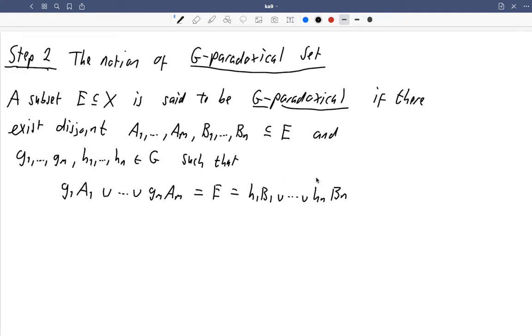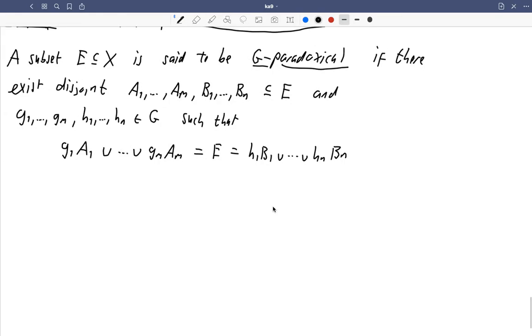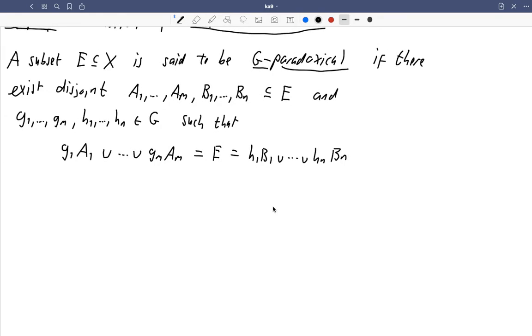However, there are a couple of differences here, in that in the Banach-Tarski theorem, the union of all the A's and B's sets was the whole of the unit ball. Here we are not requiring that the union of all these sets is E, and also we are not requiring that these unions at the end are disjoint. So that's also not part of the requirements in the definition of paradoxicality.